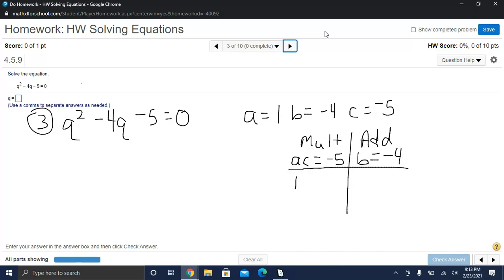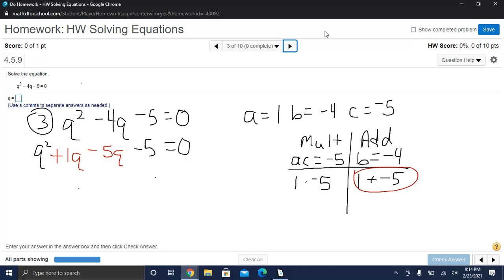So multipliers to 5 would just be 1 and 5. So if I make the 5 negative, 1 times -5 will give me -5, and 1 plus -5 will give me -4. So then I can go back to my problem, having q squared, and then using my numbers that I found, plus 1q minus 5q, and then finishing out with -5 from the problem equals 0.